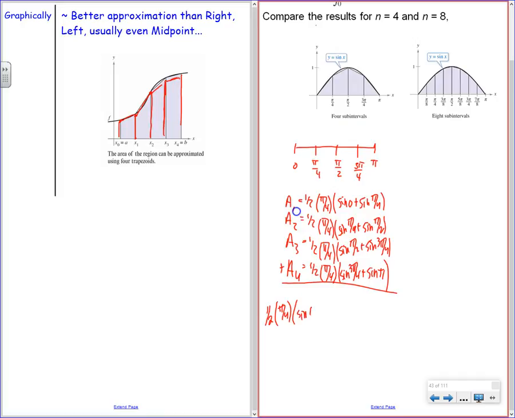And then if you go to add together the rest, you would have sine of 0, plus 2 sine of pi over 4, plus 2 sine of pi over 2, plus 2 sine of 3 pi over 4, plus, not 2, because we're at the end, right?